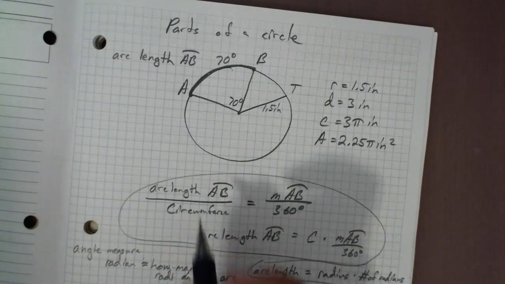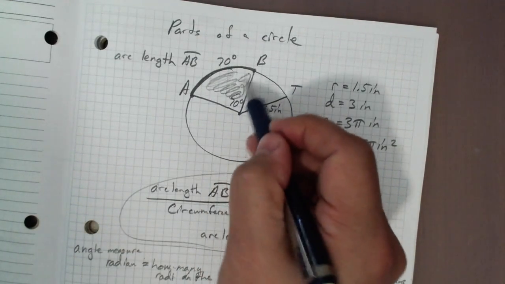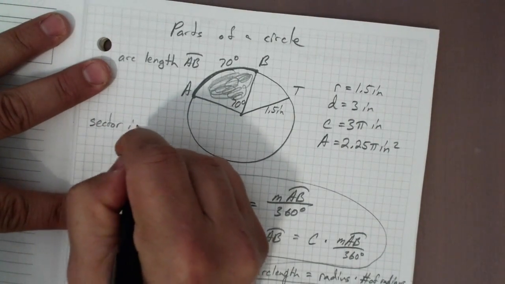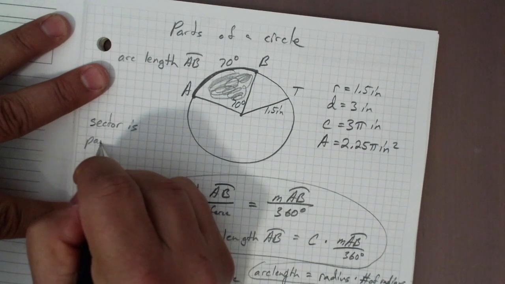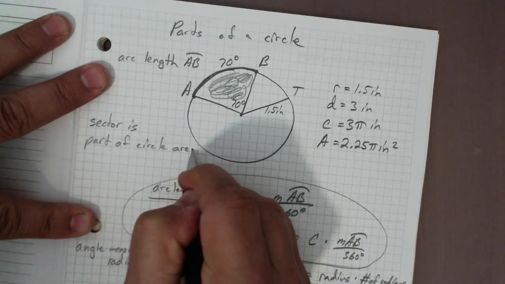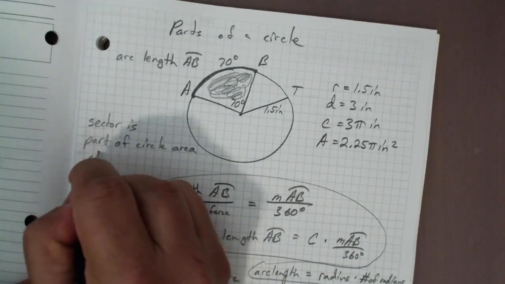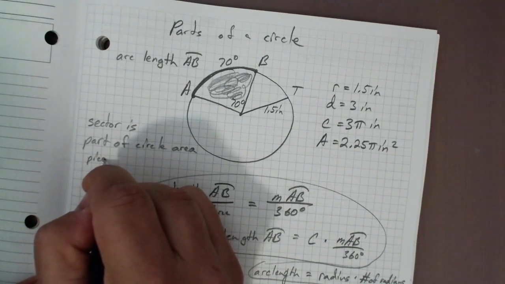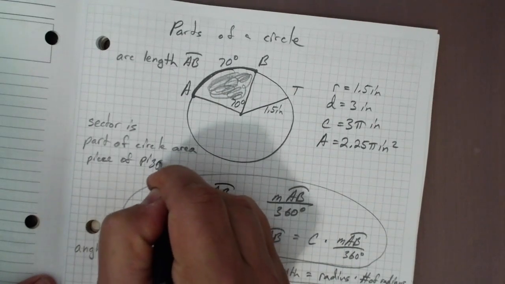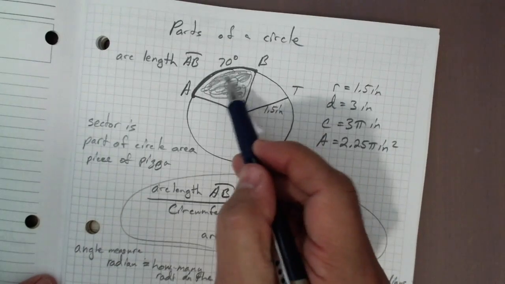Okay. Now there's another part of a circle. It's called the sector, and a sector is basically an area. A sector is part of the circle's area. Now it's a part of the circle's area like a piece of pizza. So if you think of a piece of pizza, it's a slice. We're not cutting it into squares, but it's basically a kind of triangular part with an arc. Okay.